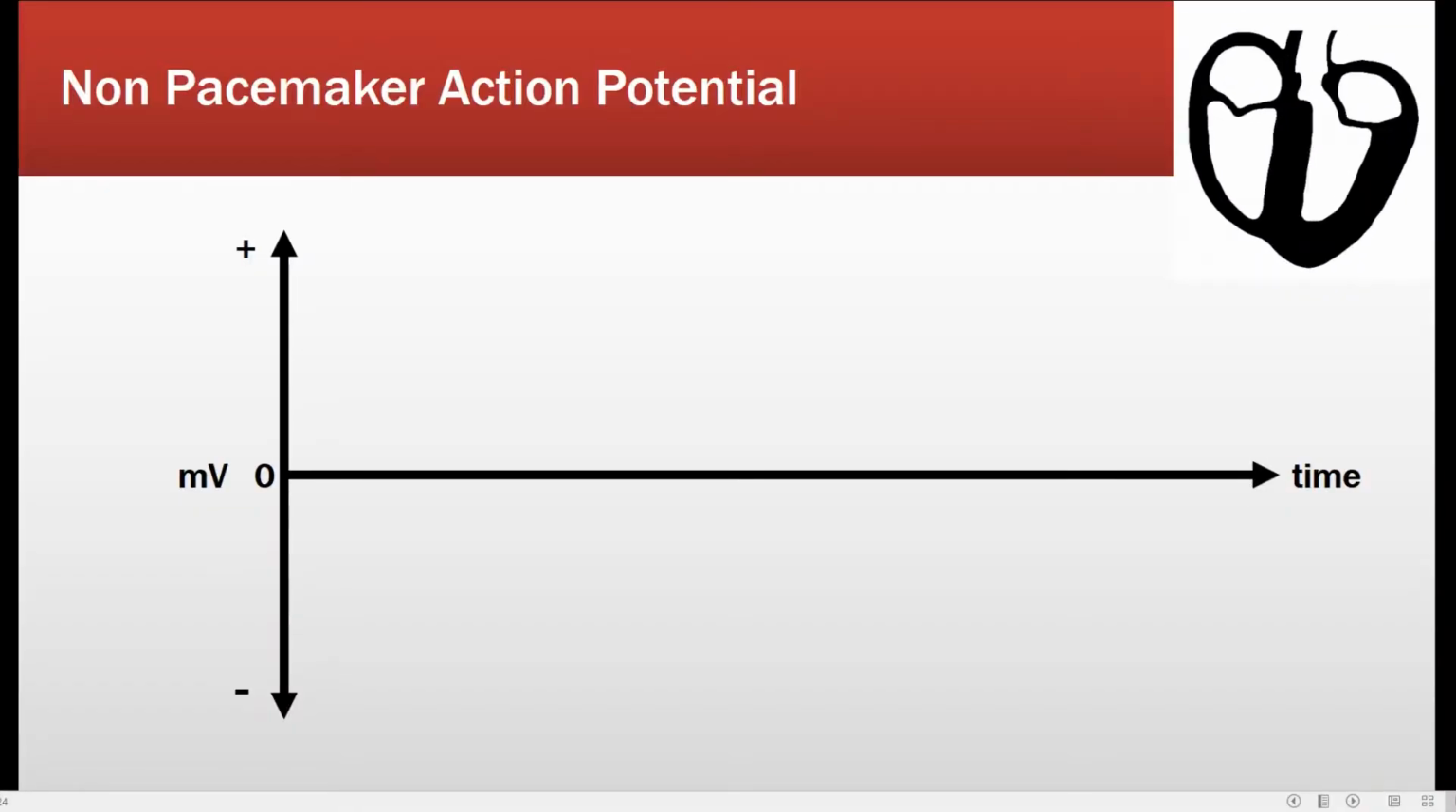Now let's discuss how the action potential happens in your non-pacemaker cells. These cells have a large stable resting membrane potential, and they display a prolonged action potential that has a plateau stage. The main ions involved here are potassium, sodium, and also calcium.